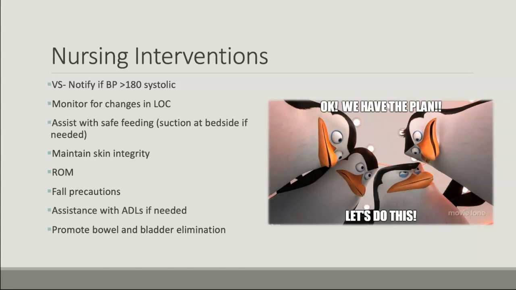Maintaining skin integrity. If they have paralysis and aren't able to turn or reposition themselves, making sure you're doing that at least every 2 hours and assessing their skin. Range of motion. Can they perform it independently, and teaching them on that? If not, are you doing passive range of motion with them? Fall precautions. Assistance with ADLs, and that promotion of bowel and bladder elimination. So do we need to administer stool softeners? Are we tracking their bowel movements? Are we doing bladder scans as needed and monitoring their urine output?